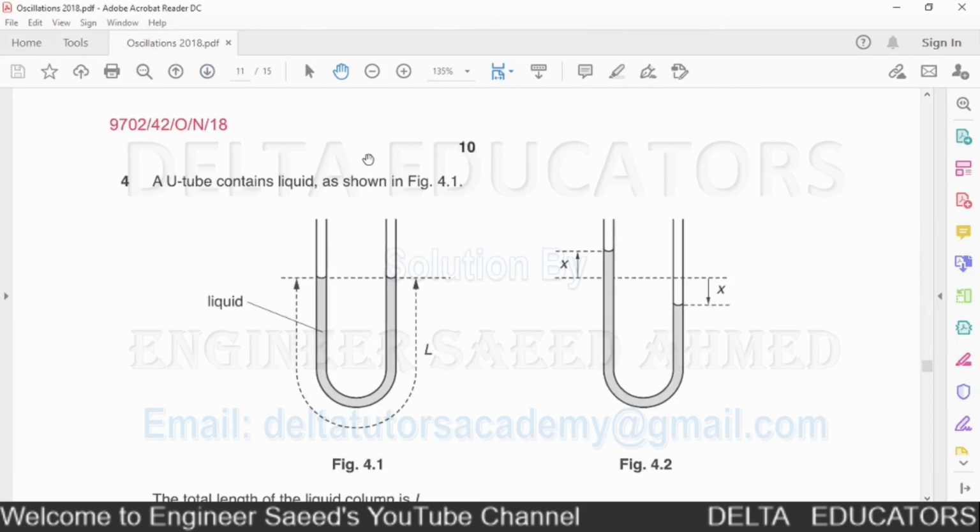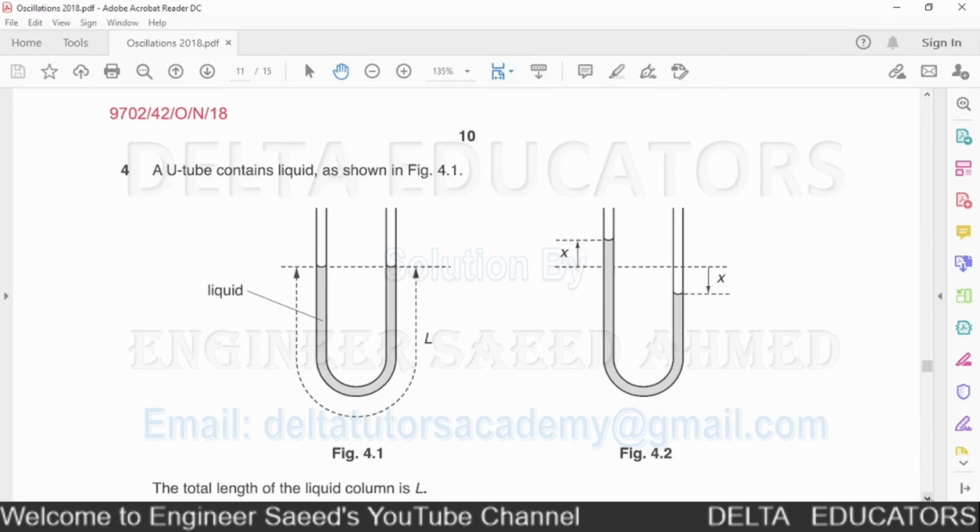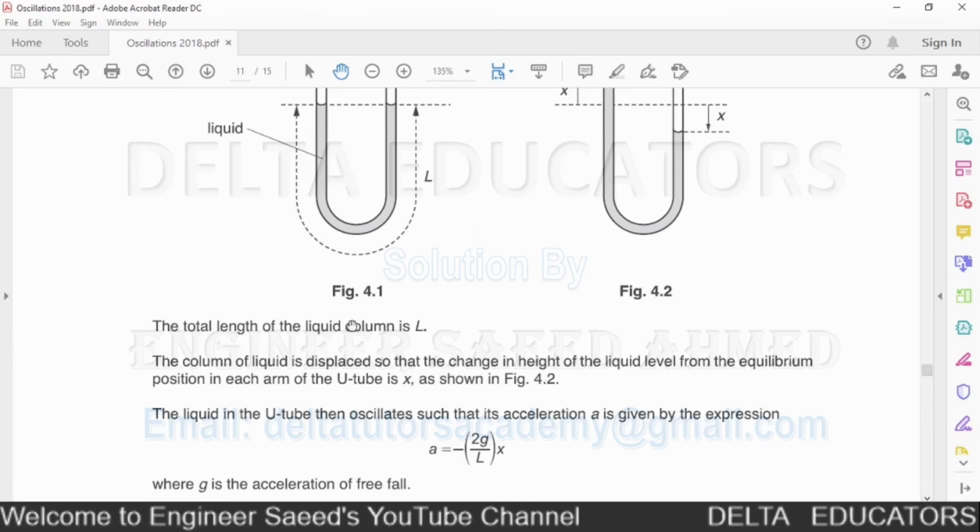Next question, it is Paper 4 Variant 2, October November 18. A U-tube contains liquid as shown in figure 4.1. The total length of the liquid column is L. The column of the liquid is displaced so that the change in height of the liquid level from the equilibrium position in each arm of the U-tube is x, as shown in figure 4.2.